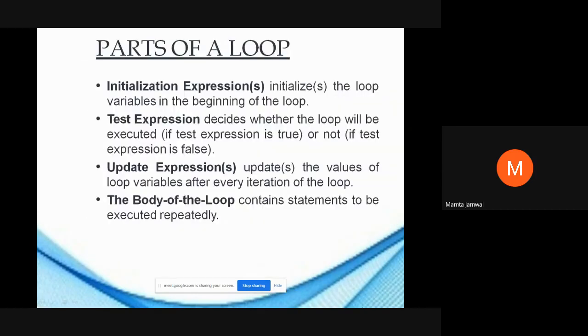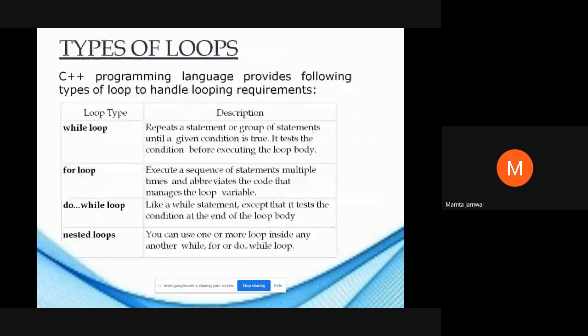These were the parts of a loop. Each loop, be it a for loop, while or do while, has these four parts: initialization expression, test expression, update expression, and body of the loop. These four terms were explained to you in the previous class. I hope these are clear. Next, these are the loops. We discussed the for loop, and today we are going to do the while loop.